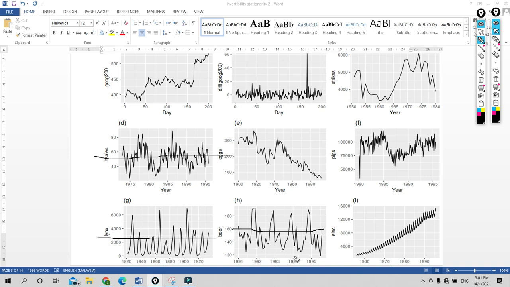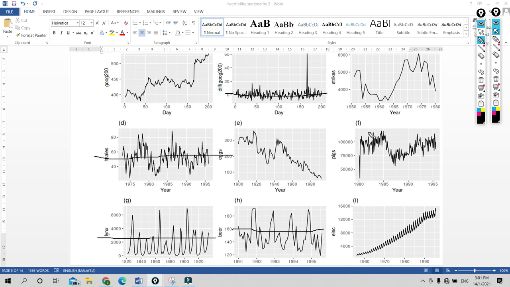Okay, by looking at the mean, graphs D, G, and H can be considered as stationarity, and also this one can be because you have a trend line here. These three graphs can be considered, and this can be considered as stationarity.